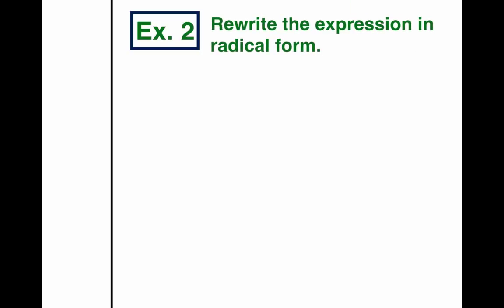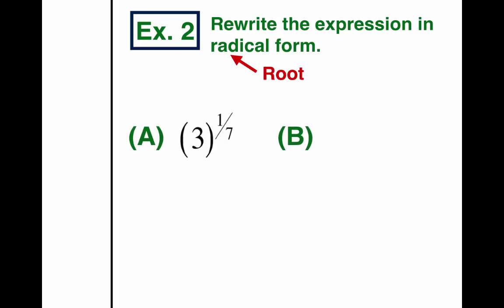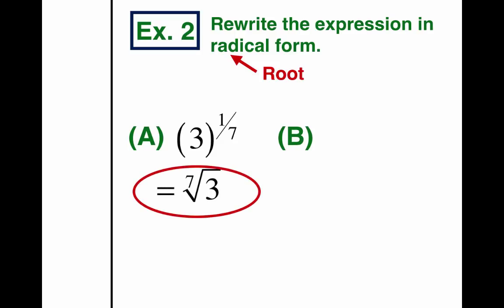All right, let's try another one. Example 2. Directions are to rewrite the expression in radical form. So we're rewriting in radical, which means square root form. So again, we're going to do two questions, an A and a B. Here's A, 3 to the 1/7 power. Right now it has a fraction power, but we're supposed to rewrite it in radical form. So that means we're going to change it to the 7th root of 3. And that's it. That's our answer. We rewrote it.